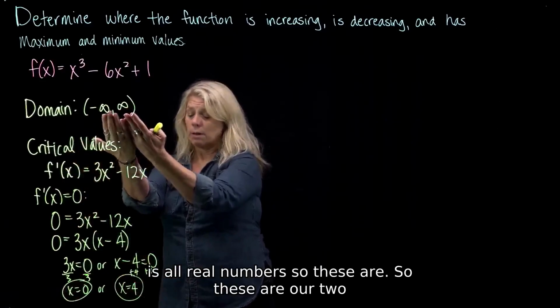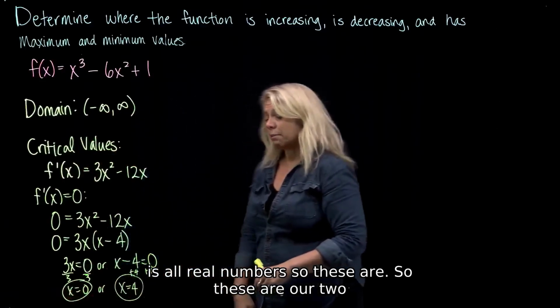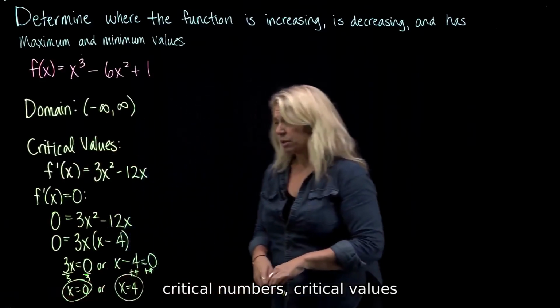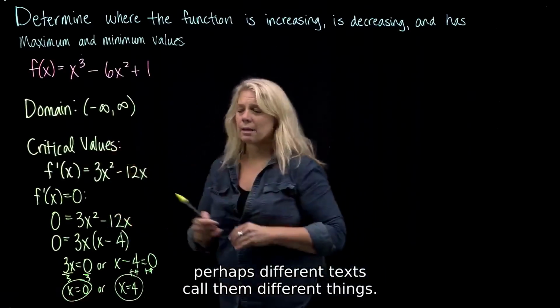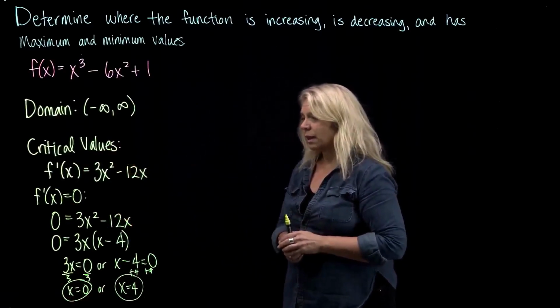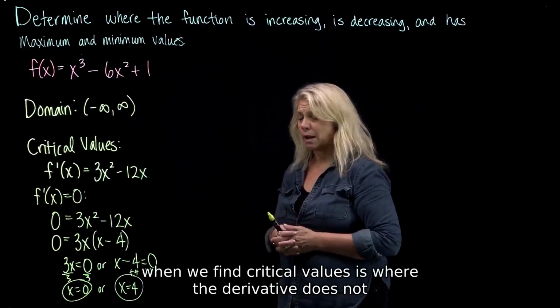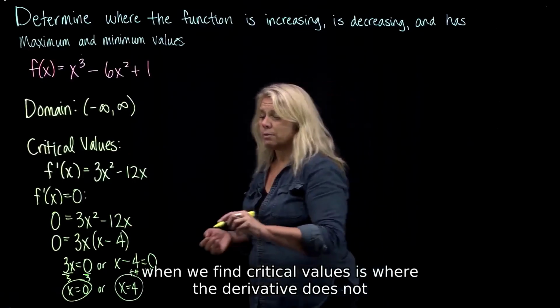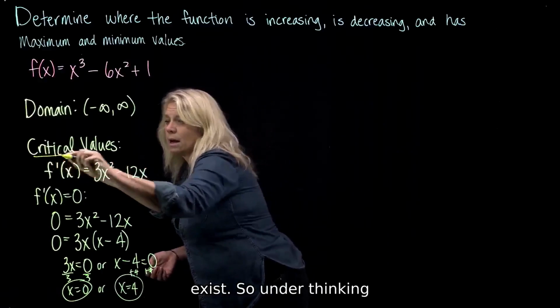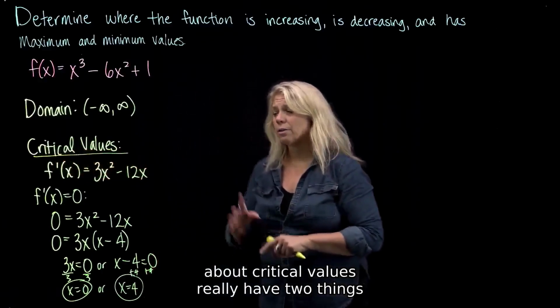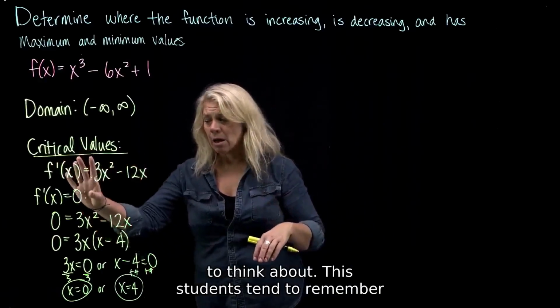So the domain is all real numbers. These are our two critical numbers, critical values, perhaps. Different texts call them different things. The other thing that we should check when we find critical values is where the derivative does not exist. So under thinking about critical values, you really have two things to think about.